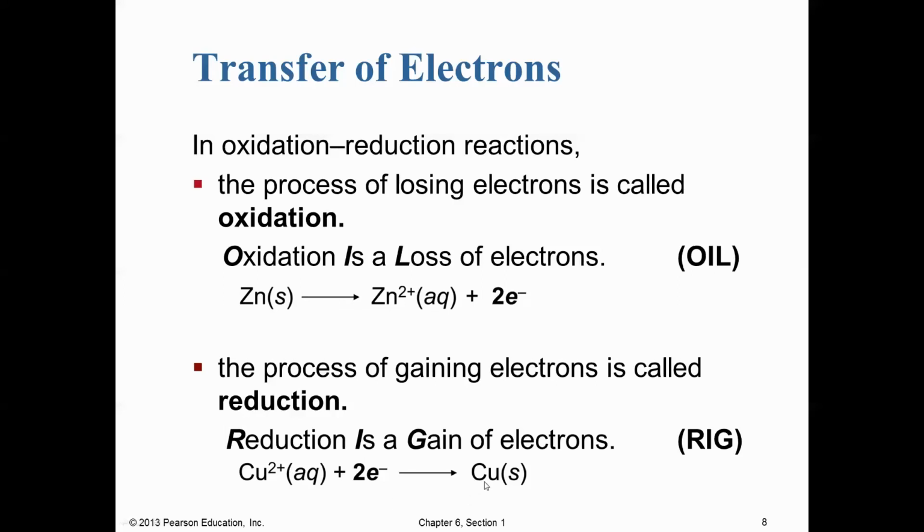And so for reactions that involve ions, we can simply look at our changes in charge. If something becomes more positive during the reaction, that means it is losing electrons, it's being oxidized. If something becomes less positive or more negative during a reaction, that means it's gaining electrons, it's being reduced.